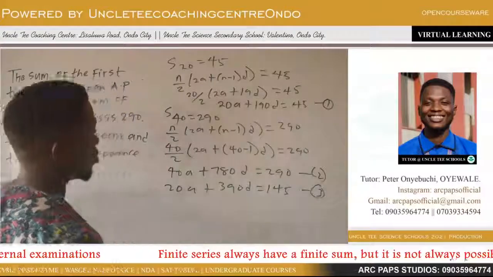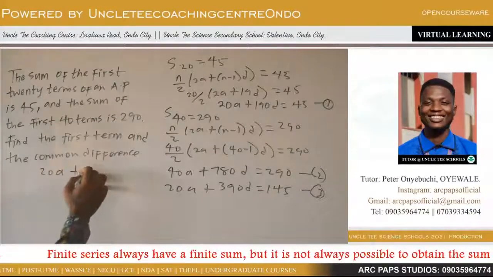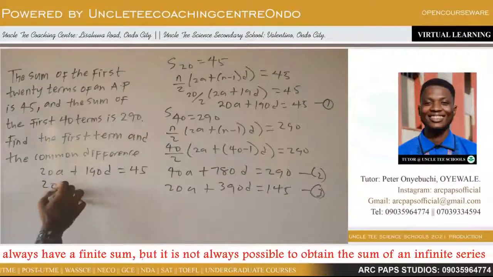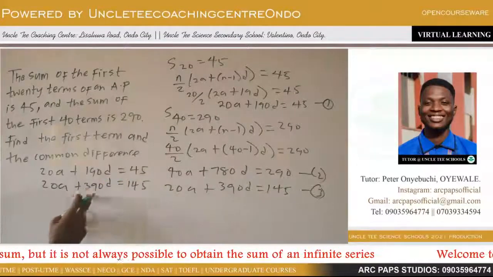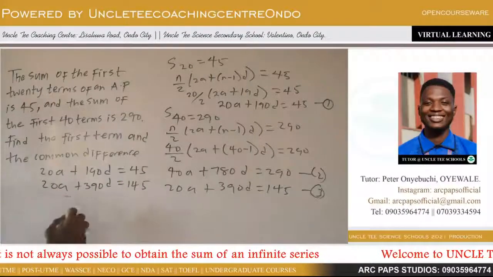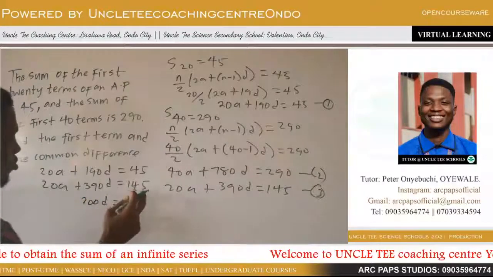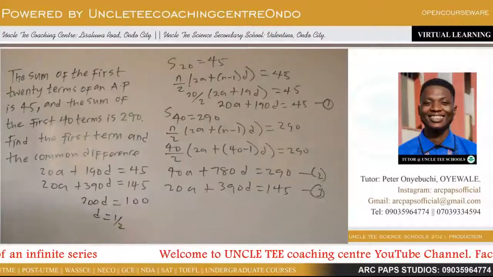145, equation 3. Since we have equation 1 and equation 3, and 20a is a common term, we can eliminate 20a. If we subtract equation 1 from equation 3, 390d minus 190d gives 200d, is equal to 145 minus 45, which is 100. So d is 100 over 200, which is what?